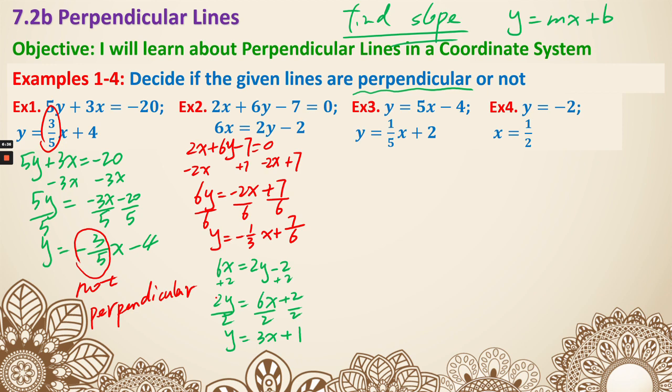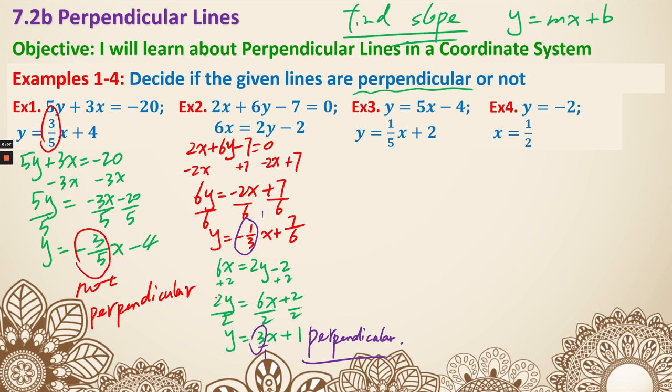Now for these two, I have a negative 1/3 and I have a 3. One is positive, one is negative, and 3 is basically 3 over 1. So they are opposite reciprocals. That means they are actually perpendicular. That's example 2. Next, example 3.